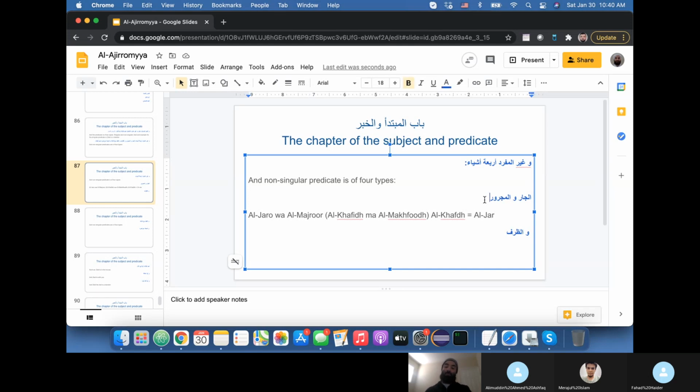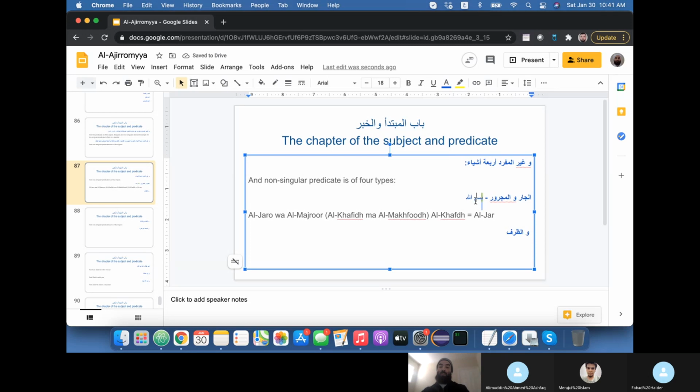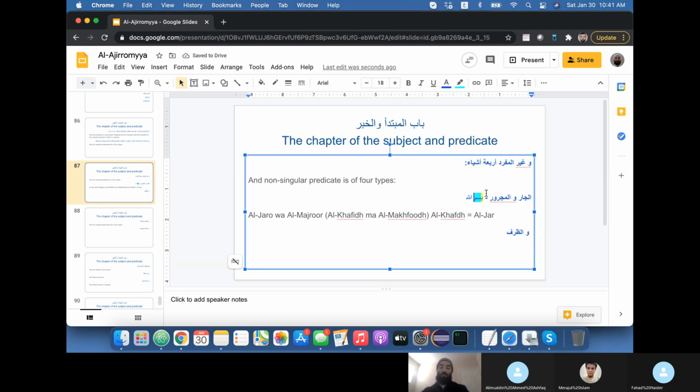So, for example, Bismillah. Ba would be considered al-jar, because it is the letter of khafd. And what would ismi be considered, based on what we have mentioned right now? Makhfud or majroor? Yes, majroor. Very good. So ba is al-jar.